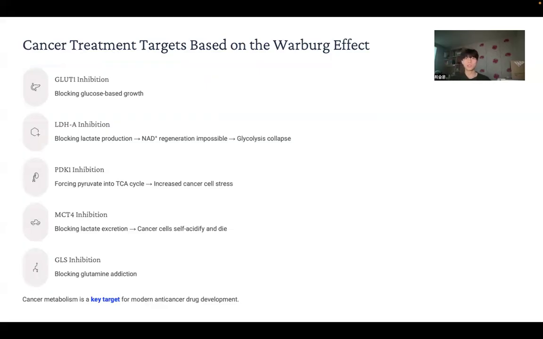These metabolic characteristics translate directly into therapeutic targets. GLUT1 inhibition blocks glucose supply. LDHA inhibition blocks lactate production and stops glycolysis. PDK1 inhibition forces pyruvate into the TCA cycle, thereby increasing stress. MCT4 inhibition prevents lactate export, causing cancer cells to acidify themselves. And GLS inhibition blocks glutamine addiction. Thus, targeting cancer metabolism is a central strategy in modern anti-cancer drug development.